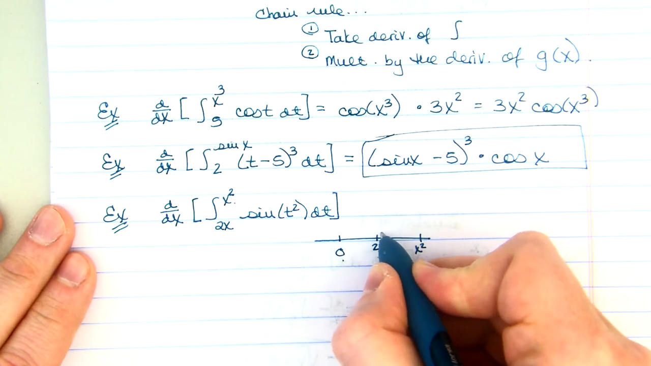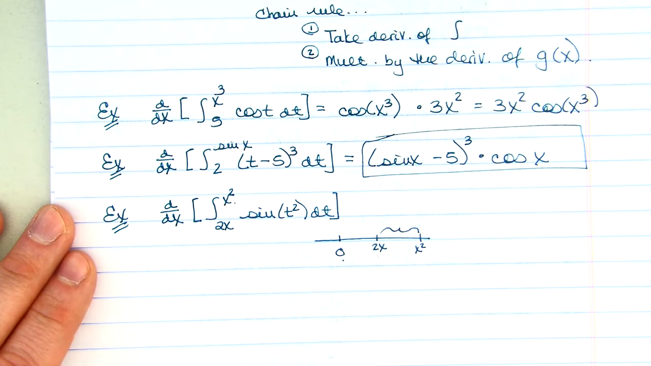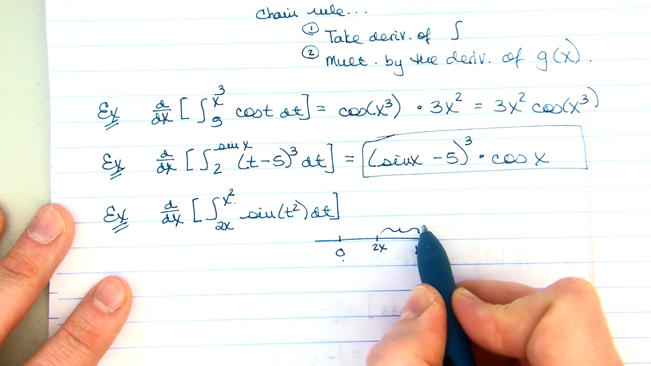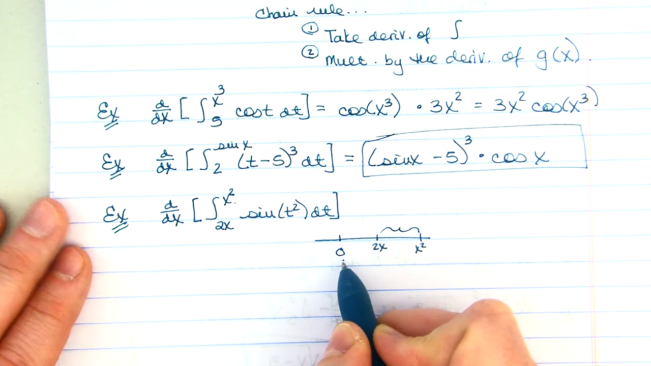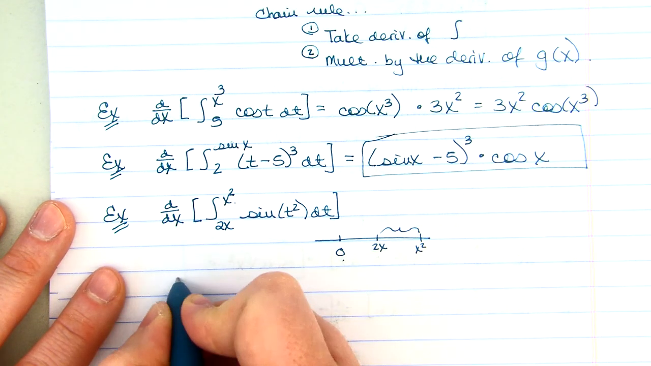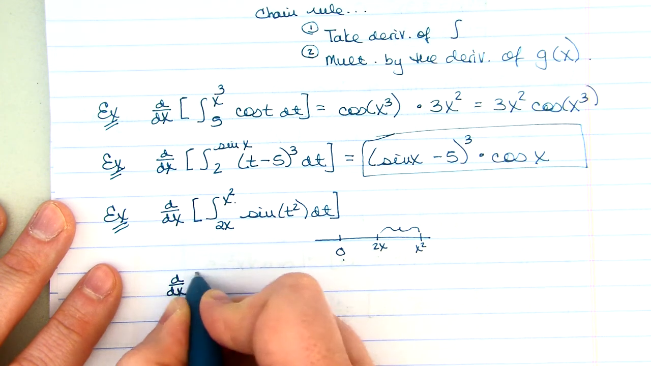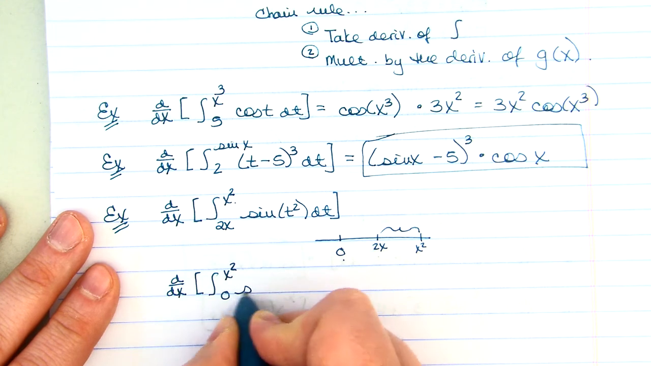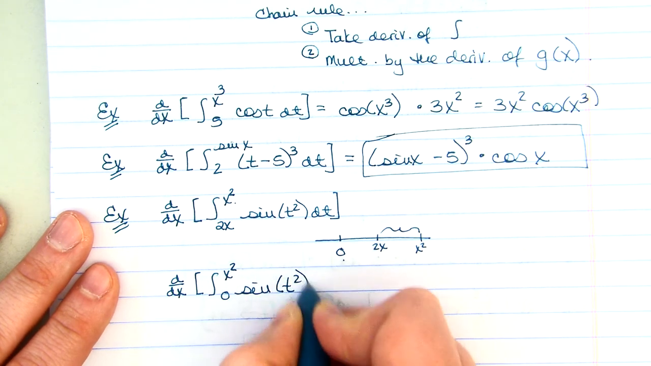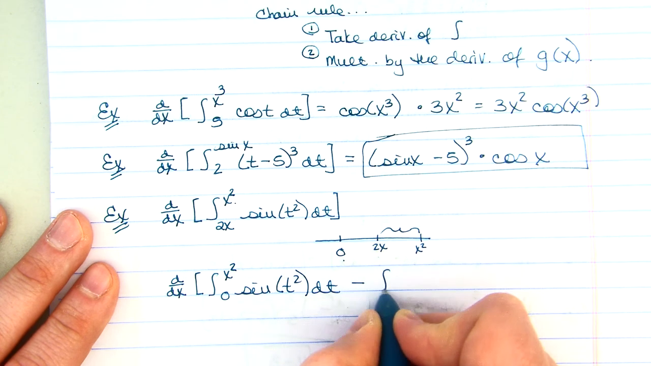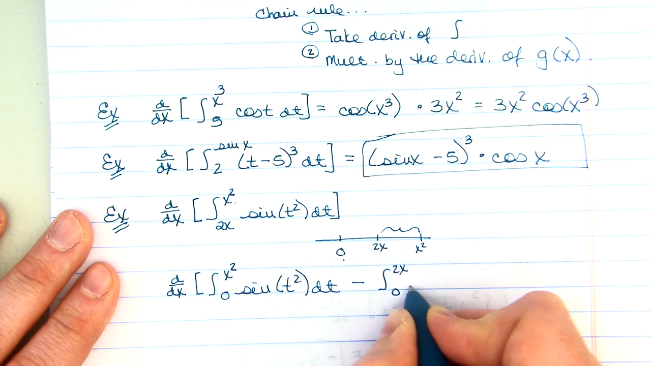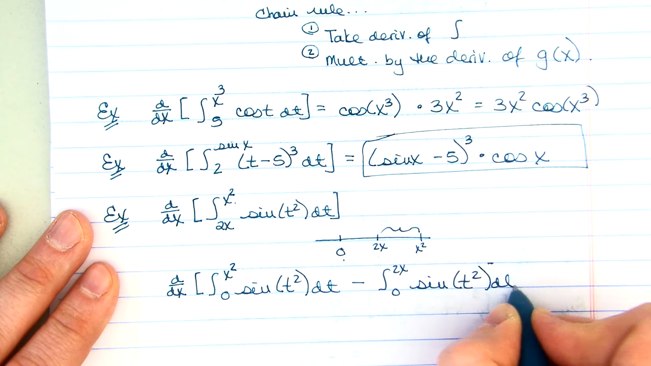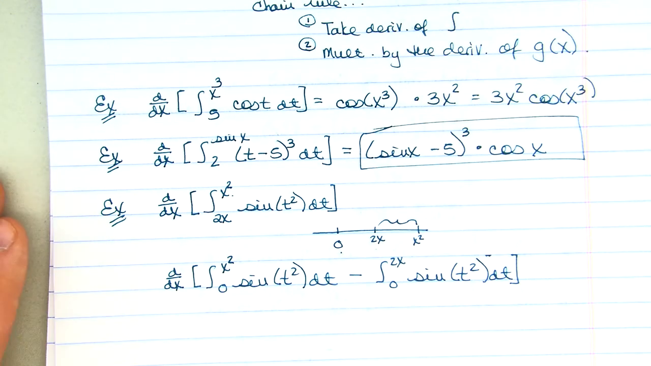I want to find the derivative of the integral from 2x to x squared. Rather than doing that, how about I do the integral from 0 to x squared, too much, and take away the integral from 0 to 2x. I'll be left with what I want. I can turn this problem into the derivative of the integral from 0 to x squared of the sine of t squared dt minus the integral from 0 to 2x of the sine of t squared dt by our properties of integrals.